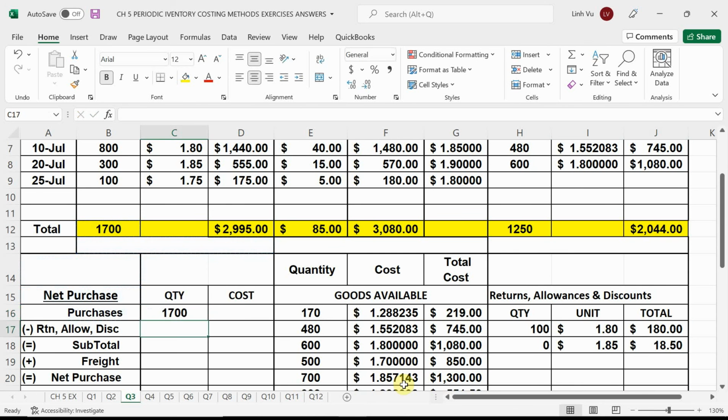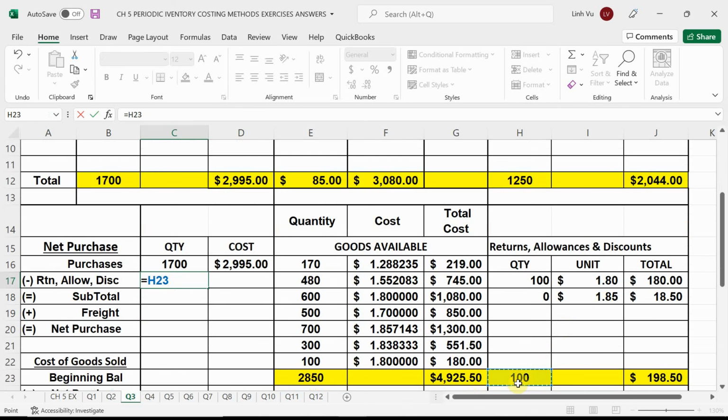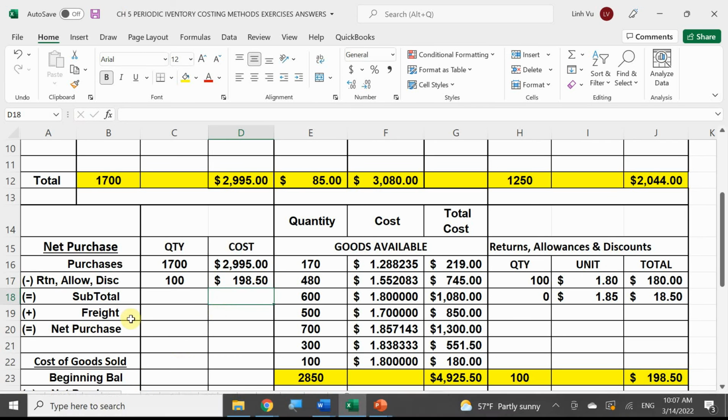So start with my purchases, right? How much did I originally purchase? I purchased 1,700 units at a total of $2,995. Okay. Returns, I end up returning 100 units, right? At a grand total of $198.50. So because returns and allowances decrease my quantity and my total cost, right?